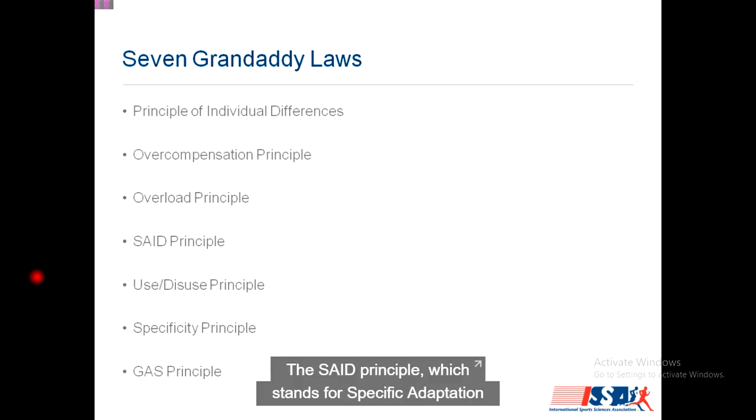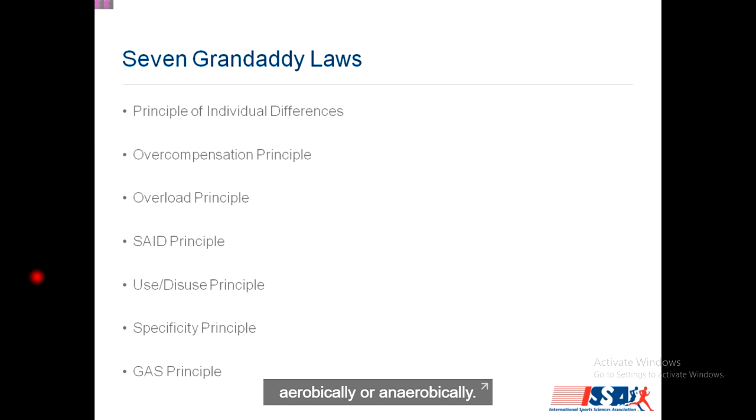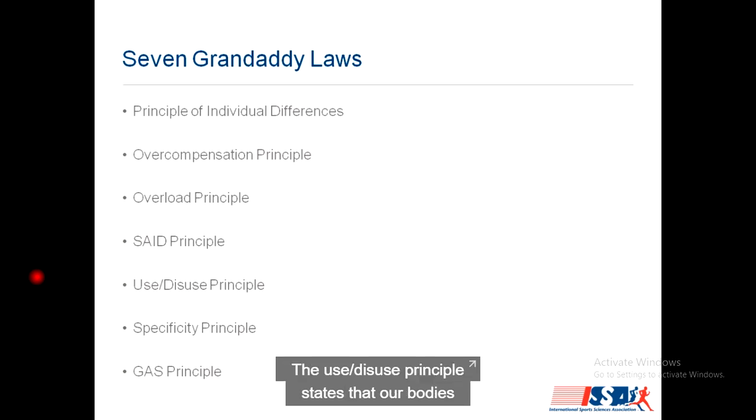The SAID principle, which stands for Specific Adaptation to Imposed Demands, states that our bodies will physiologically adapt according to whether we are training aerobically or anaerobically. The use-disuse principle states that our bodies will adapt to current exercise or lack thereof. Simply stated, use it or lose it.